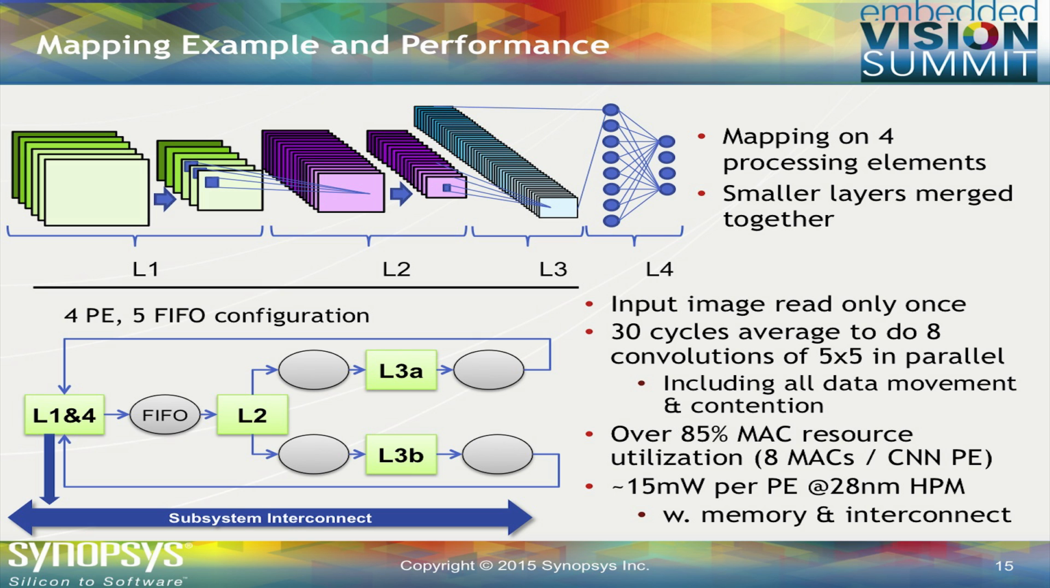Some performance figures that we get with this. We can see, for example, in the case of a 5x5 convolution, we take on average 30 cycles to do 8 of those in parallel. It's an 8-way MAC unit per core. This includes all the contention and data movement. And when the graph is well balanced, we can keep our MAC resources utilized around 85% of the time. And it's a soft IP, so if you target with this, for example, a 28 nanometer HPM process, you'll get around 15 milliwatts per processing element with their memory.